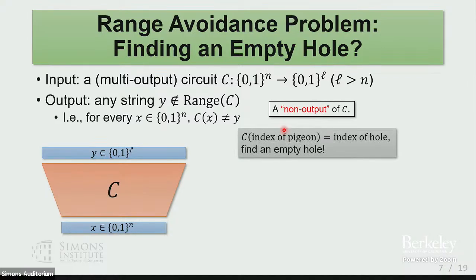So this problem corresponds to the weak empty pigeonhole principle. You can think of the circuit C as it maps a pigeon into a hole. So there are 2^n pigeons and there are 2^L holes. Given the index of a pigeon, C tells you how to map it to a hole, and you just want to find an empty hole.